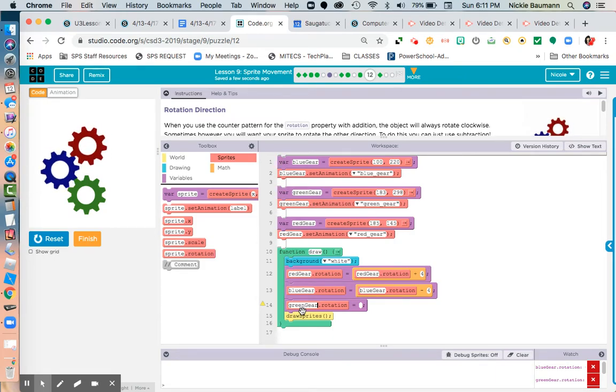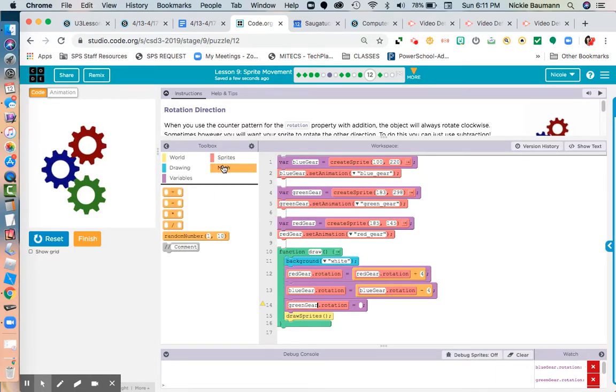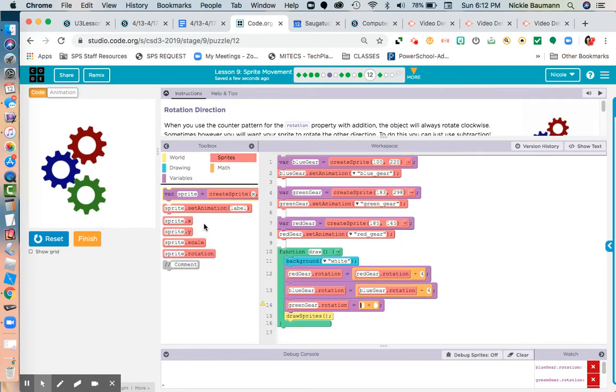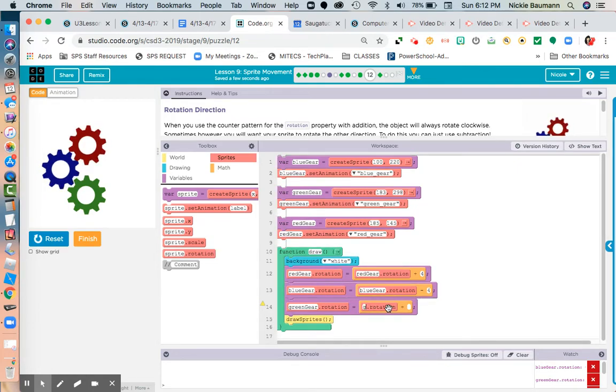Okay, so we're back at green gear. And now we want the green gear to be in the same direction as the red gear. And for the red gear, you notice we added. So we're adding 4 degrees every time we're redrawing this. So let's go ahead and do a plus sign. And we're doing rotation again. So I'm back at sprites. I'm going to spell that as green here. And I'm going to add 4. So it's going to be the same amount that I added to the red. And when I hit reset, run, they should be working in the same way.